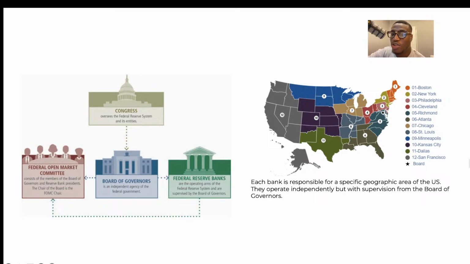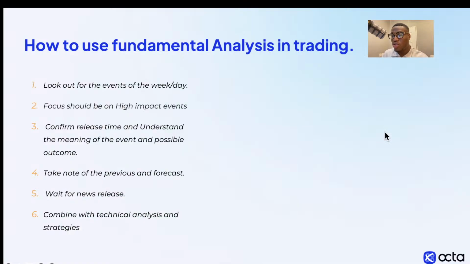So these are some of the geographical areas where these banks are located: Boston, New York, Philadelphia. I think we had, again, the president of the Federal Reserve Bank of Atlanta speak today. And over time, I always tell you guys that it's good to closely look at how and what these governors are saying, their stance on monetary policy, their stance on the interest rate.